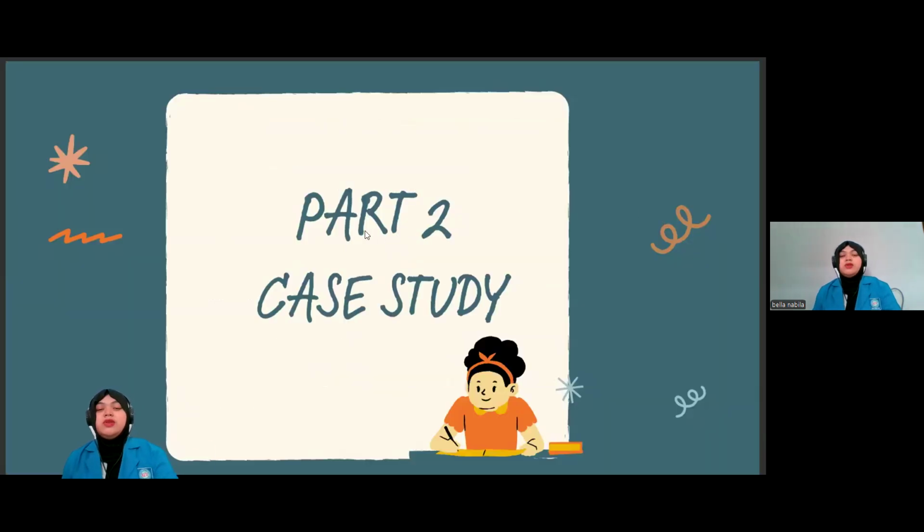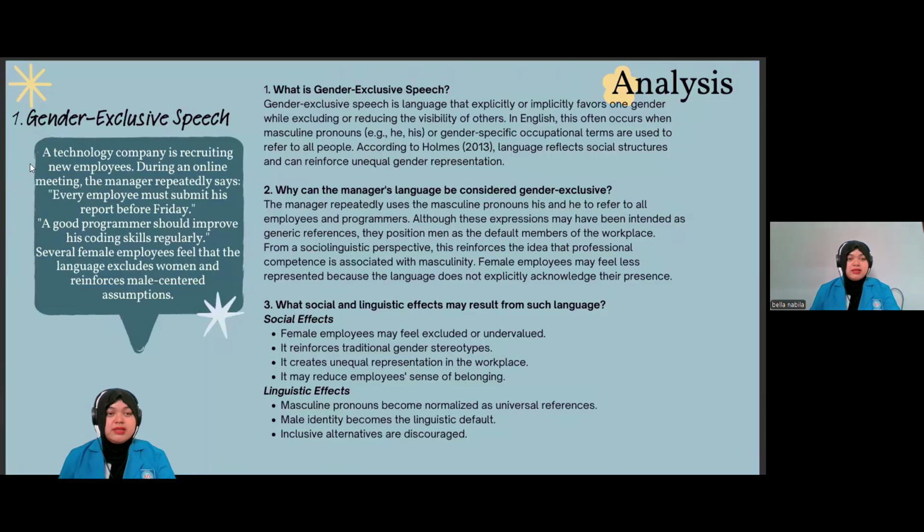Okay, we go to part two, about case studies. Case study number one is about gender exclusive speech. A technology company is recruiting new employees. During an online meeting, the manager repeatedly says, "Every employee must submit his report before Friday. A good programmer should improve his coding skills regularly." Several female employees feel that the language excludes women and reinforces male-centered assumptions.